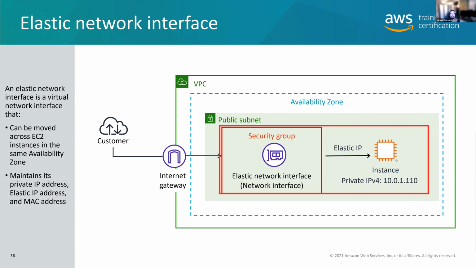So when you do an elastic network interface, an ENI, you keep the same MAC, the same private IP address, and the same elastic IP address if it's assigned. So if that card gets moved around to another system, it's going to keep the MAC address, keep the IP address, and keep the private IP address. So public and private are supposed to stay.